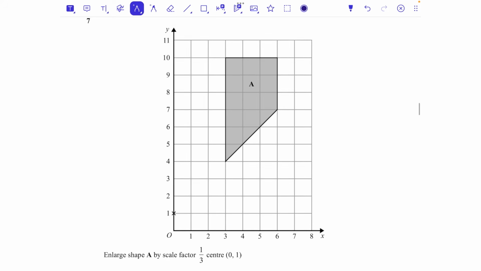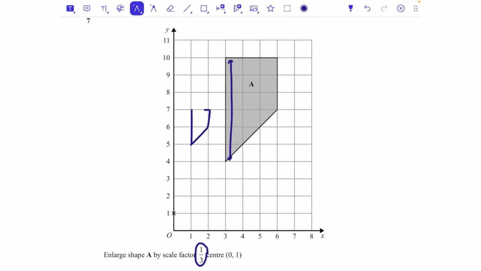Question number 7. Enlarge shape A by scale factor a third, centre 0, 1. So scale factor a third actually means it's going to get 3 times smaller. We're making it a third as big, which makes it 3 times smaller. So this currently is 6 tall on this side. A third of 6 is 2.